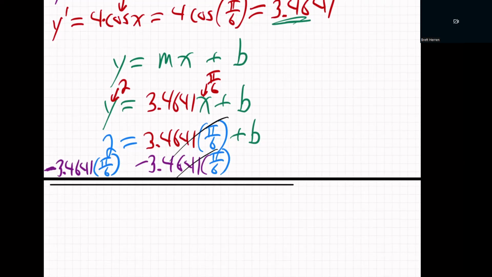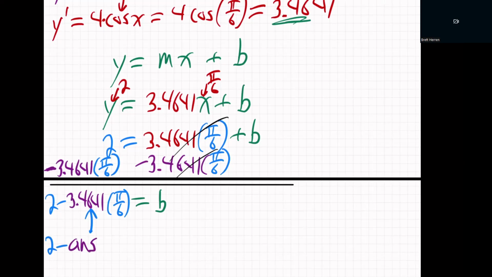These will cancel out. And so here's the equal sign. B will equal 2 minus 3.4641 times pi over 6, right? Let's just go to Desmos and type that in. And in fact, for this part right here, we can just use answer. So it'll be 2 minus the answer, because it's the answer we got last time, times pi over 6.